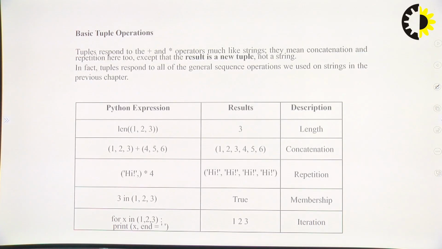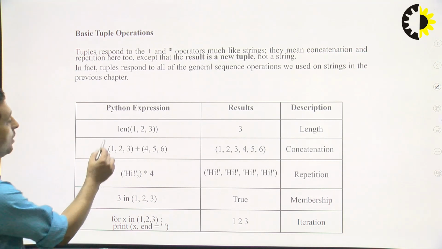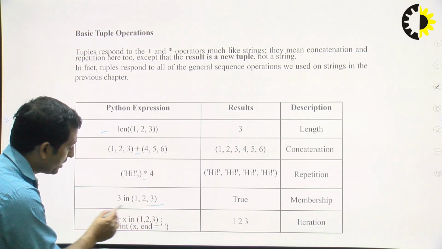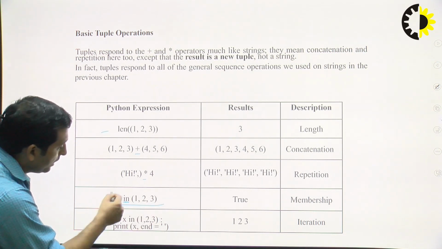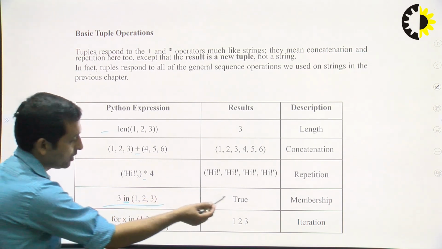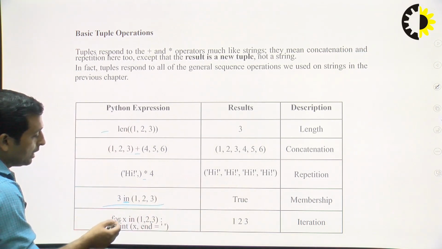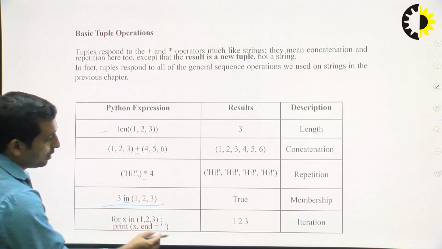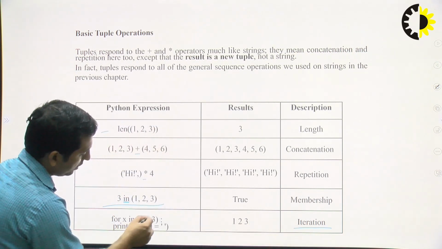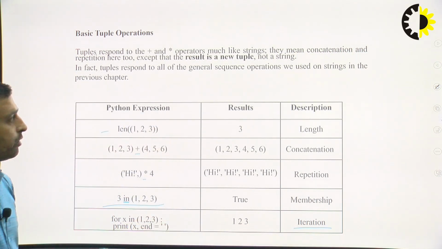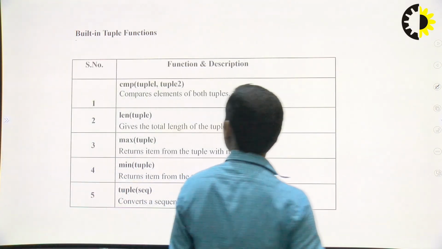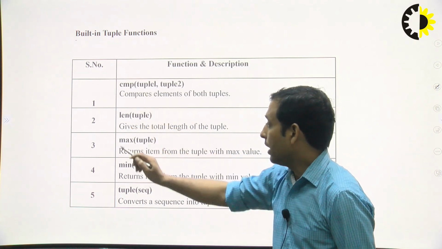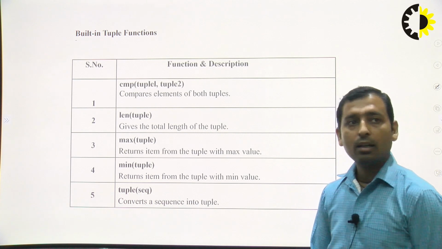Okay, now next, basic tuple operations. Just calculate the length, concatenation, repetition, and membership operation: with in we want to search whether something is present or not, so 3 is present, yes. This membership operation is also available in the list. And this is the iteration operation, we can iterate one by one as in the list or in the string also. Now see here, built-in tuple functions, some functions are the same as in the list: len, max, min, tuple, the same as the list functions.